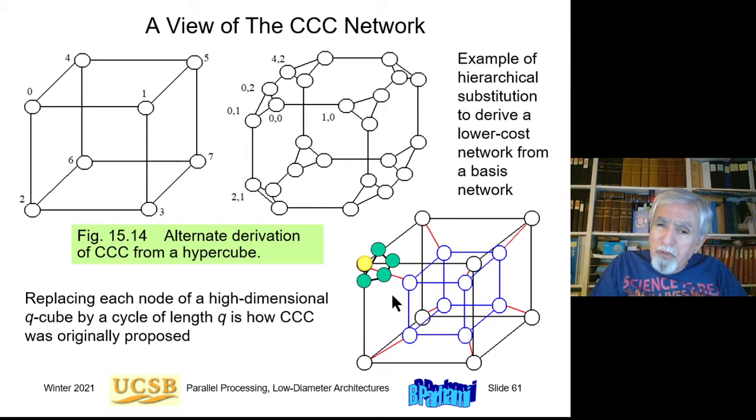Now the number of nodes is multiplied by 4. Instead of 16, I have 64 nodes. Node degree is 3 instead of the original 4. Okay? So this is nice.